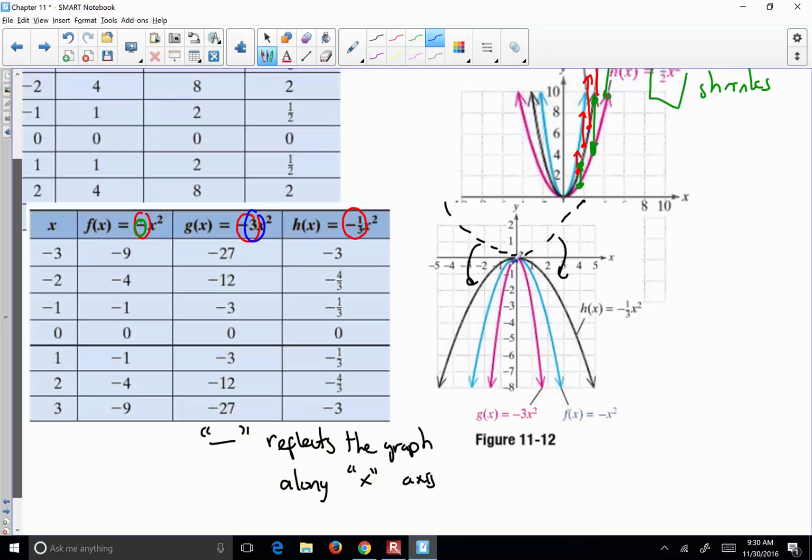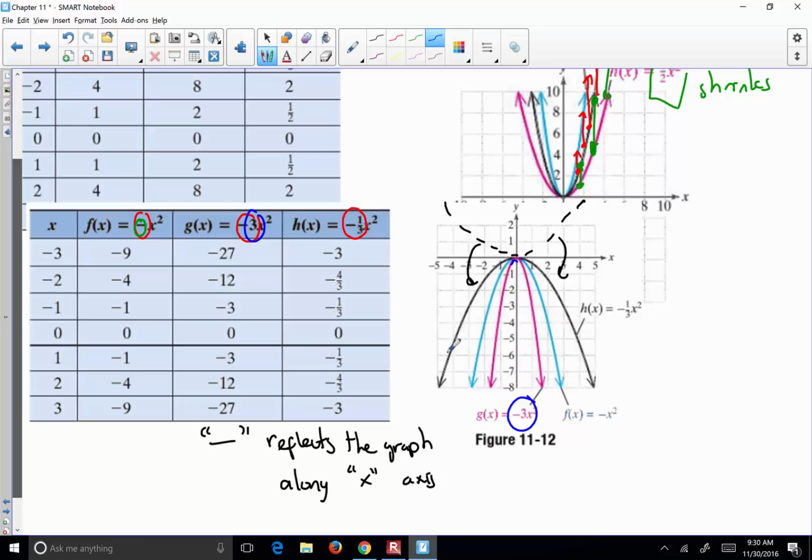Look, this is the 3. It made it skinnier. Stretching means making kind of skinny or getting close to y-axis. It's a lot steeper. The angle is, or the dive is really high slope, diving really fast. This is diving slowly and even slower.